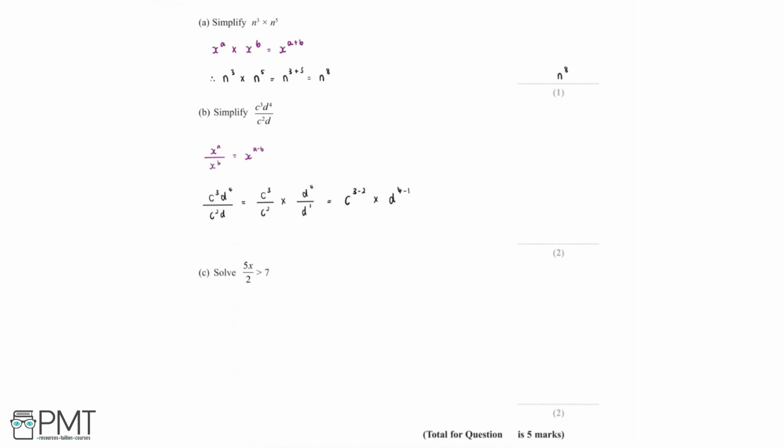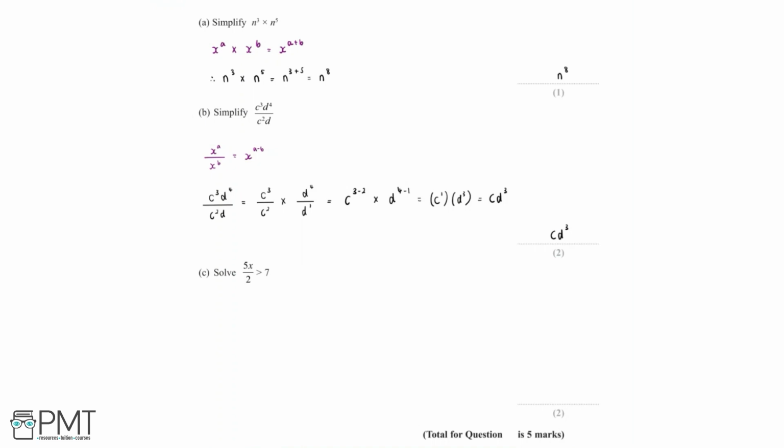Now simplifying this further, 3 minus 2 is equal to 1, and so c to the power of 3 minus 2 is equal to c to the power of 1. And then 4 minus 1 is equal to 3, and so d to the power of 4 minus 1 is equivalent to d to the power of 3. Now c to the power of 1 is just equal to c, and so we can say that c to the power of 1 multiplied by d cubed is equal to cd cubed.